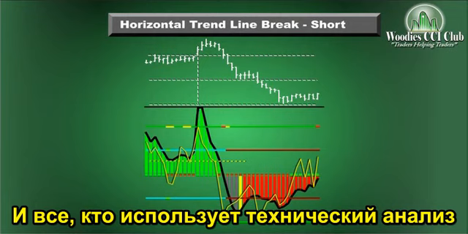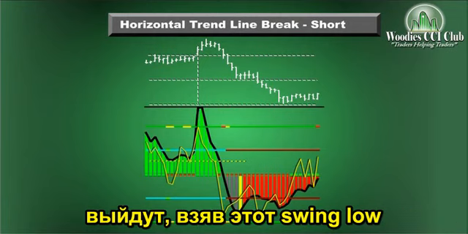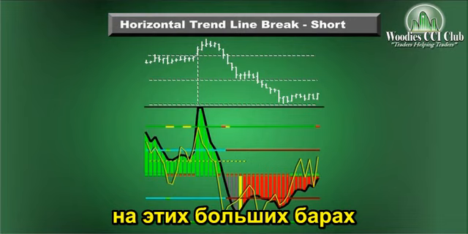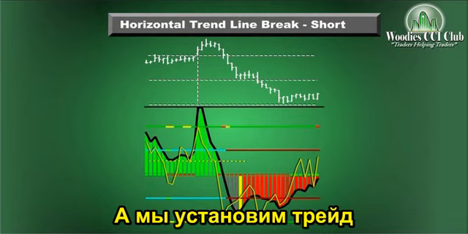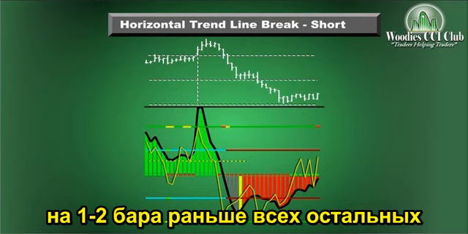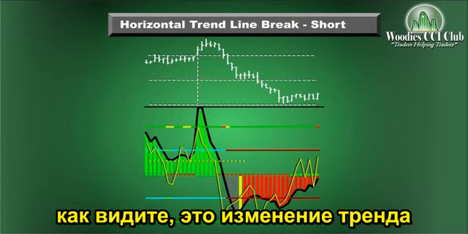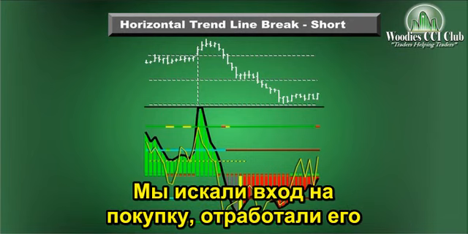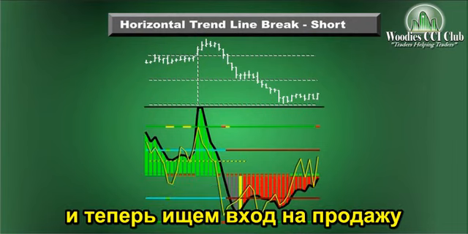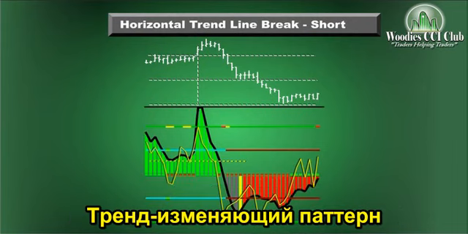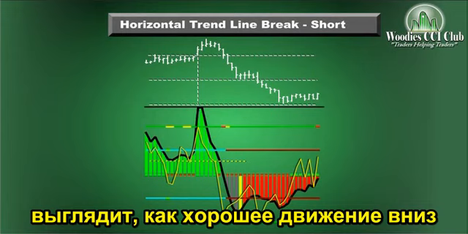And everybody else in their standard technical analysis got out, taking out this swing low right here. And on these big bars, we're established in the trade one or two bars ahead of the rest of the world. And that's what a horizontal trend line will do for you. And as you can see, it's a trend changing. We were looking for longs, took that out, and now we're looking for shorts. So a trend changing pattern, look at that nice move down.